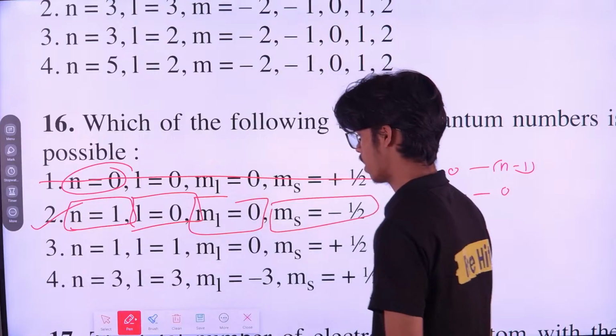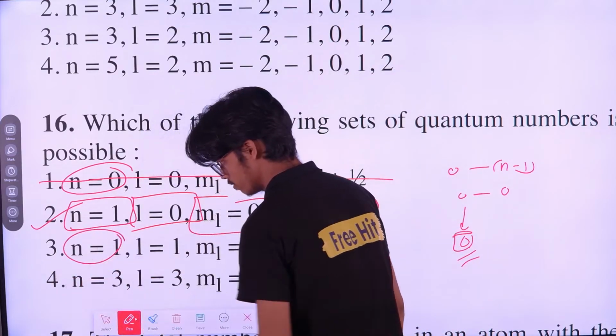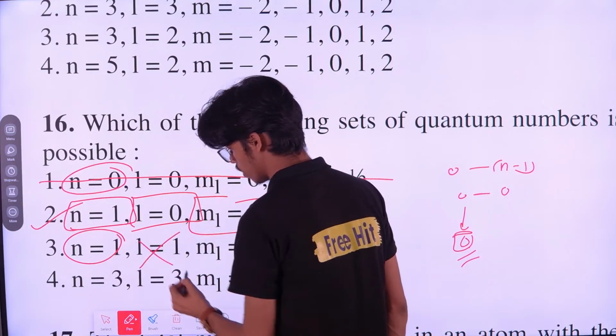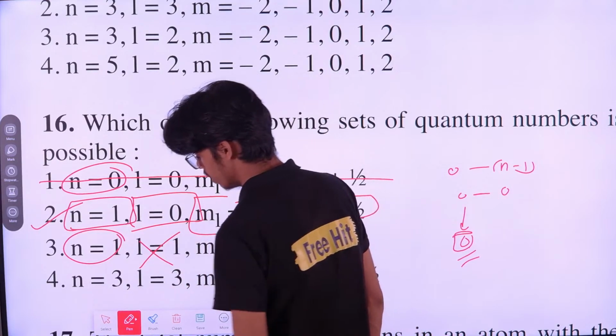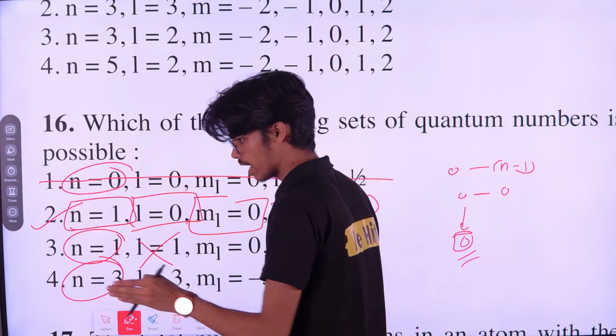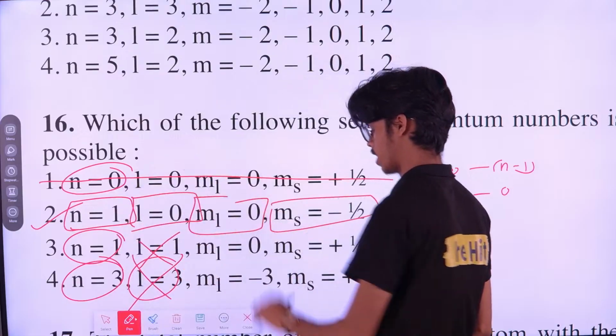But now let's check why these two are not correct. If n is equal to 1, the L value can only be 0. That's it, and it is giving you 1. That is not correct. This should be only 0. So this option is incorrect. If n is equal to 3, the value of L should go from 0, 1 and 2, but it is given 3. Wrong. So only option number 2 is correct.